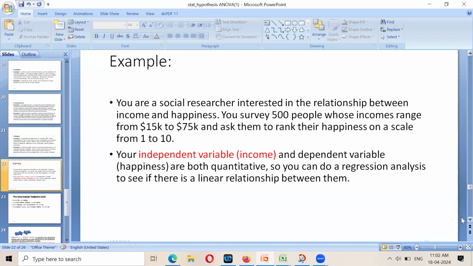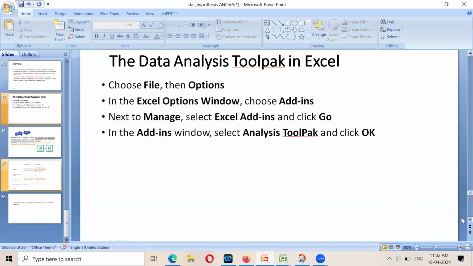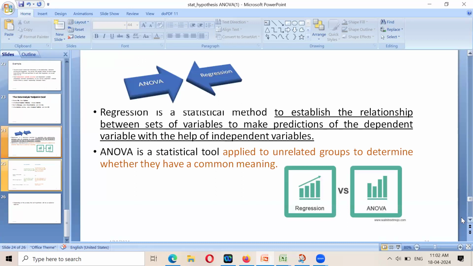So many times what happens, ANOVA and regression are confused together. Okay, both the techniques are very powerful. Both the techniques are very heavily used in every field, like research, medicine, business, corporation, e-commerce, everywhere this is used. And both are used on a large amount of data. Okay, but there is a slight difference between regression and ANOVA. So before we go and take an actual example in Excel, we'll quickly see the difference between ANOVA and regression.